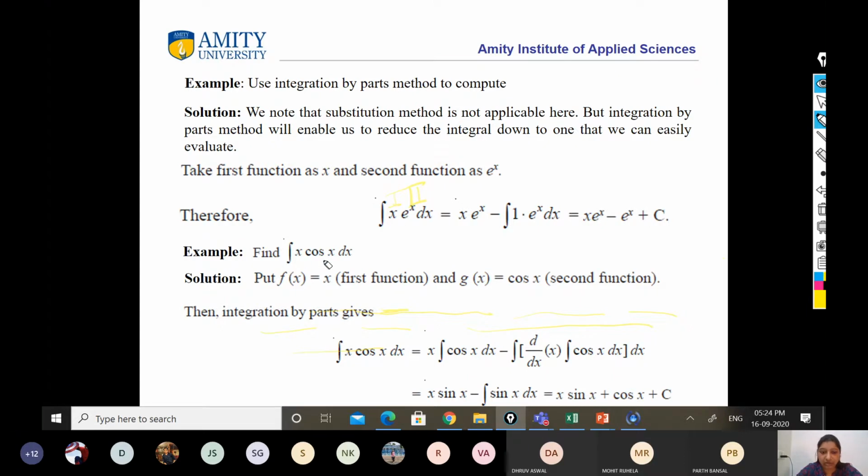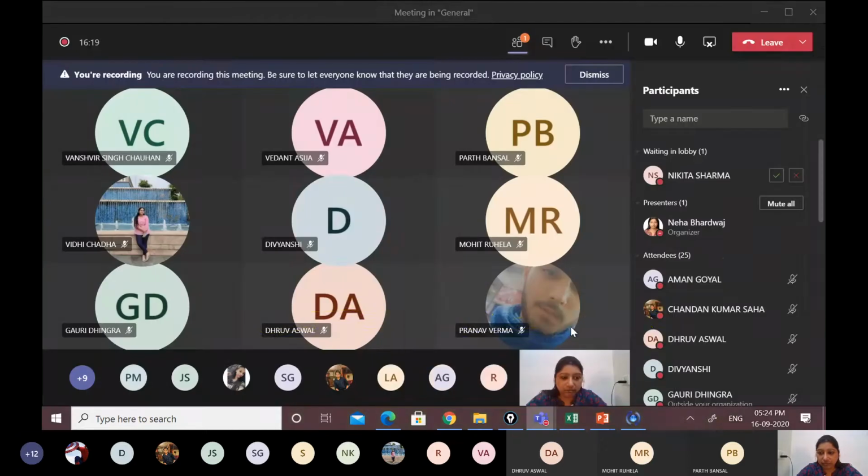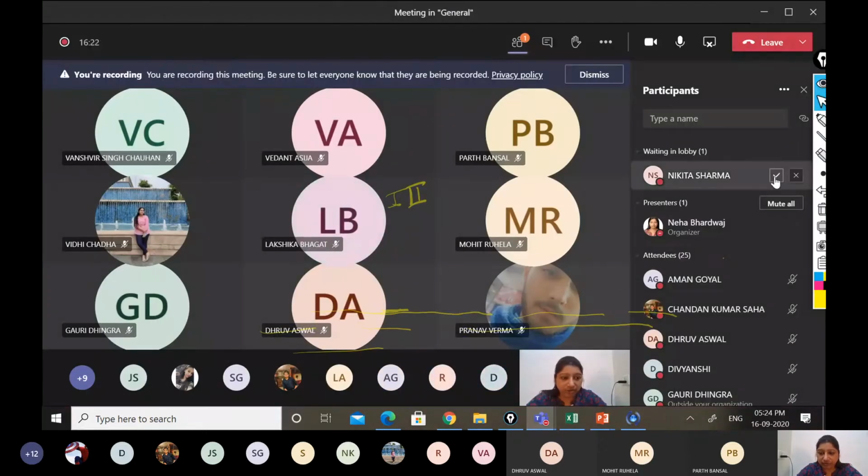Similarly, the integral of x into cos x dx. So again, x will be the first function and cos x will be our second function, right? So in this way, we'll apply the product formula in integration.